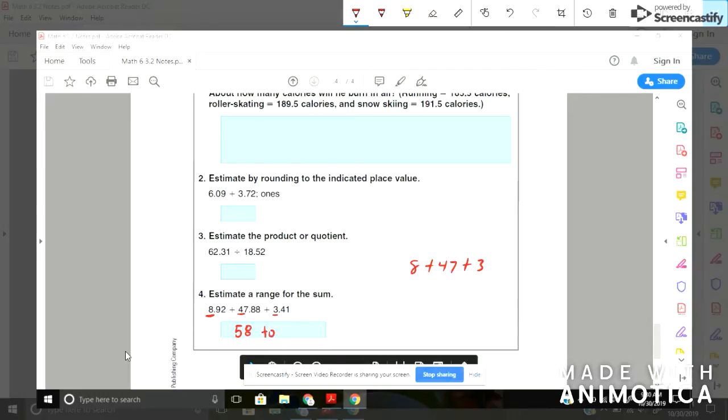Okay, and now we need to look at our back end numbers. So 0.92 would round to 1. 0.88 would also be closer to 1. And 0.4 would be close to a half, or 0.5. So 1 plus 1 is 2, plus a half is 2.5. So add that 2.5 to our 58 would give us 60 and a half, or 60.5 or 60.50. And that would be our range using front end estimation.